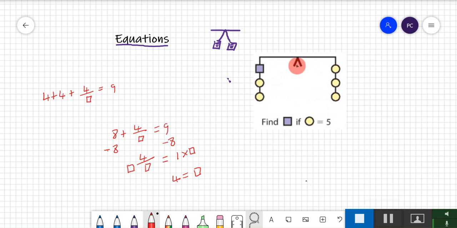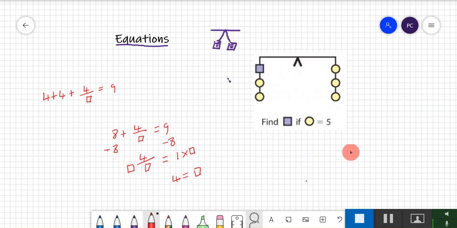So a similar kind of concept here as well. Again, we have this balance here, and we have these shapes on either side. And we can see at the moment that it's balanced. Okay, so it's not leaning, it's not heavy on one side. So what I'm asking you to do is have a look at this, and I want you to find out what the value of this square is here. Okay, so find the value for the square if each of these circles is equal to 5. So just pause the video, have a look at this, and give it a go.